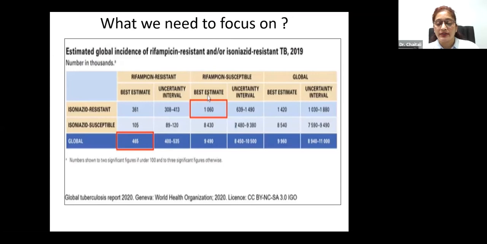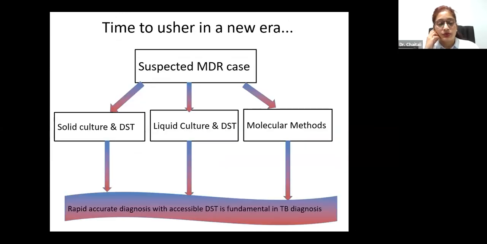When it comes to universal DST, for rifampicin we are seeing only 465K tested. But what we miss are isoniazid resistance, which is monoresistance, or any other kind of DRTB: 1060K cases that are rifampicin susceptible but have other resistance, that is, isoniazid resistance. This is shown in the Global Tuberculosis Report 2020. Solid culture DST, liquid culture DST, and molecular methods all contribute to rapid and accurate diagnosis with accessible DST.